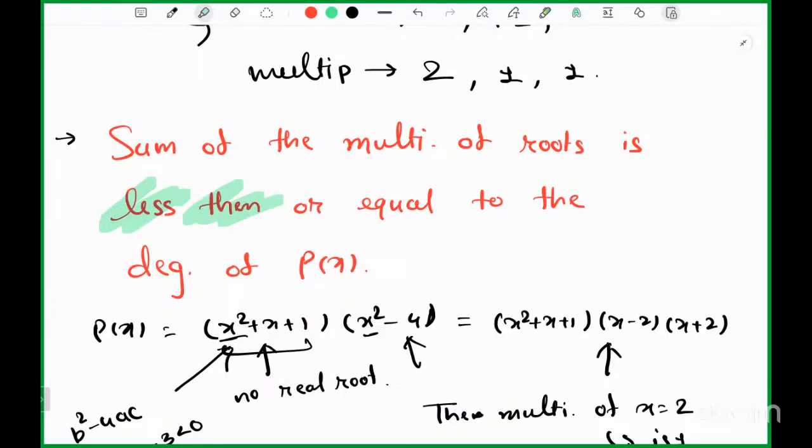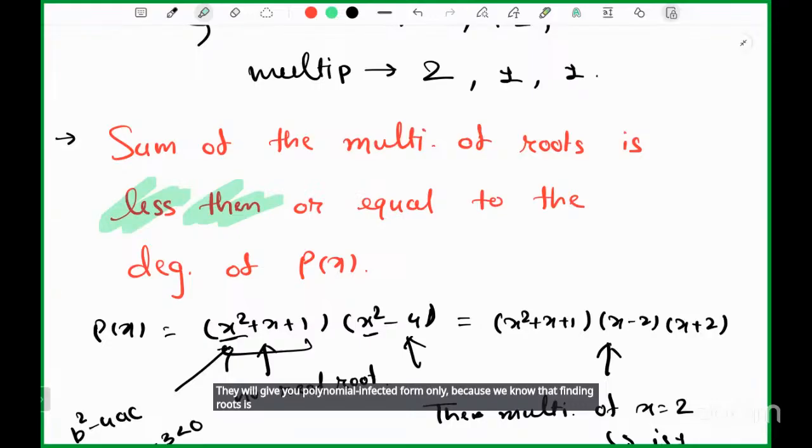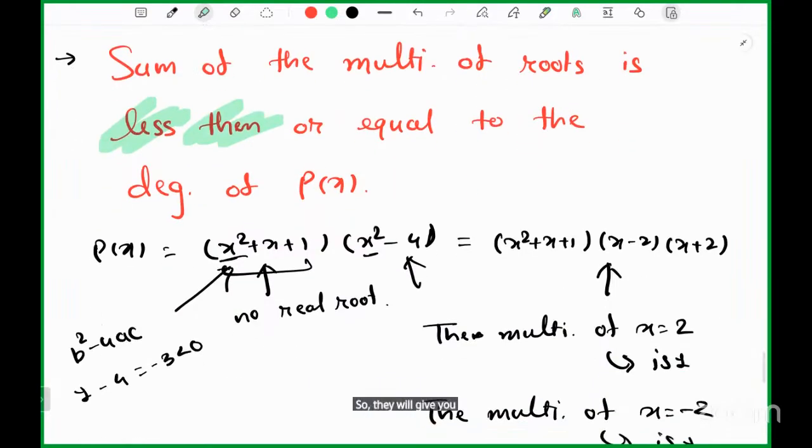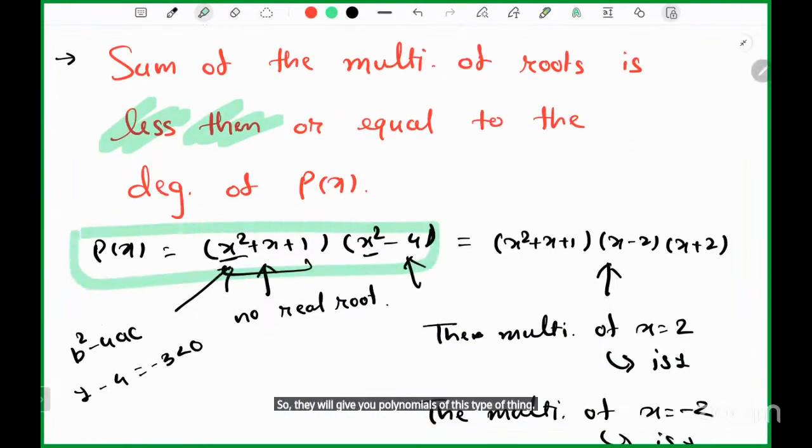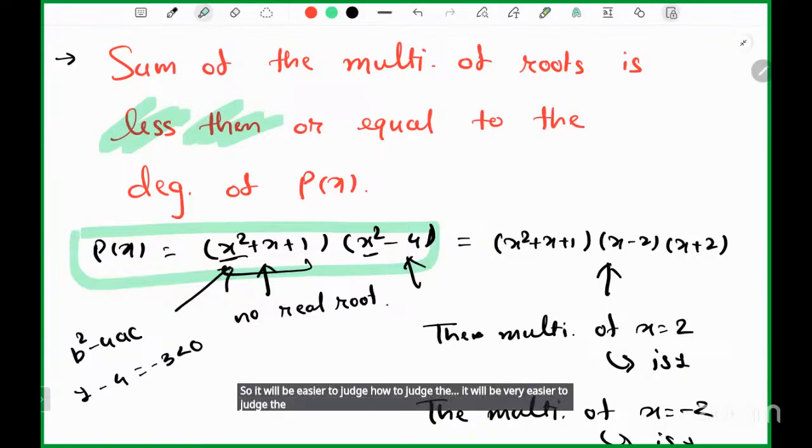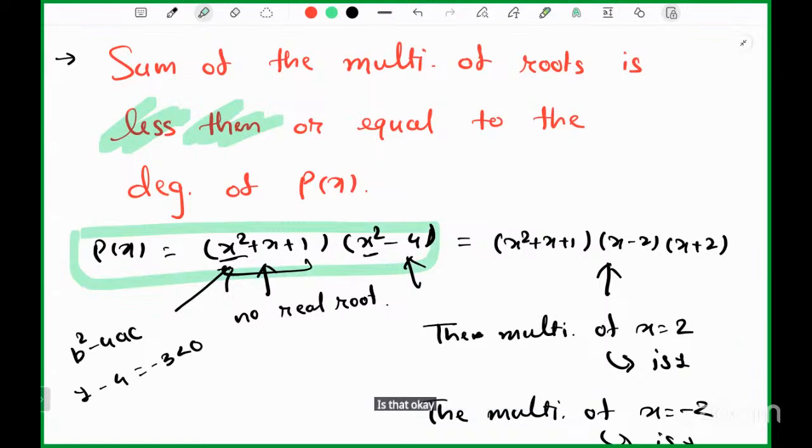Yeah, firstly you have to find roots, but what happened? They will give you the polynomial in factored form only, because we know that finding roots is a complicated thing. So they will give you polynomials of this type. So it will be very easy to judge the multiplicity of any root. Is that okay? I think that's the thing you want to ask, right?